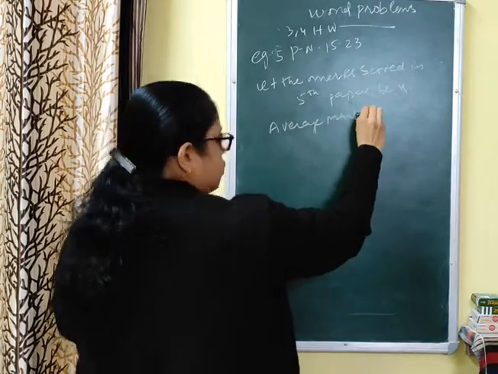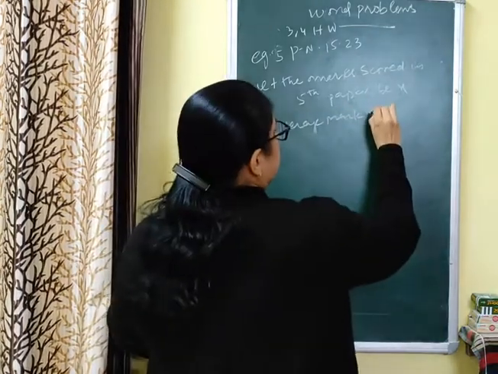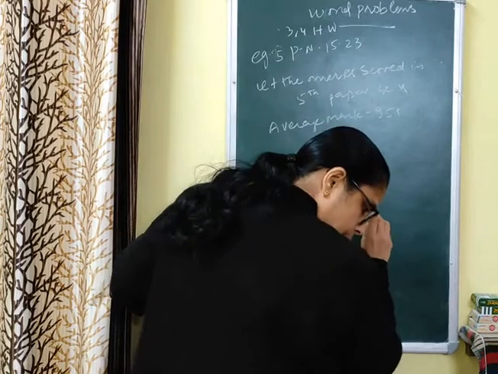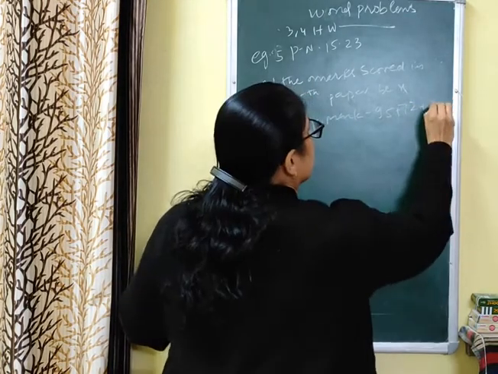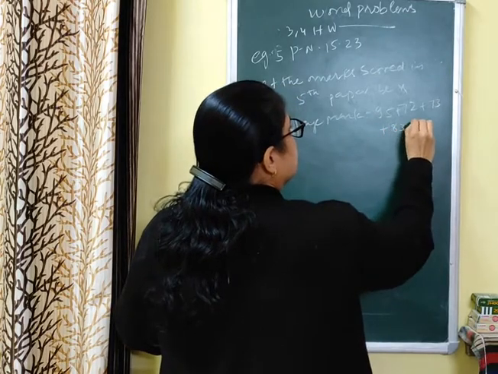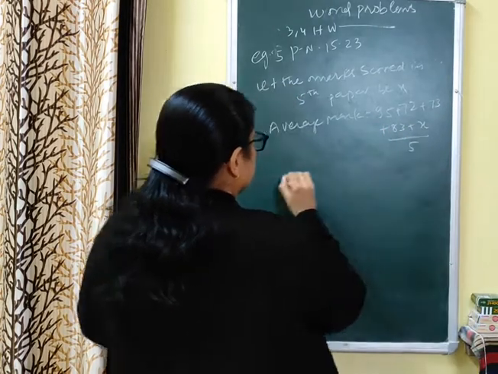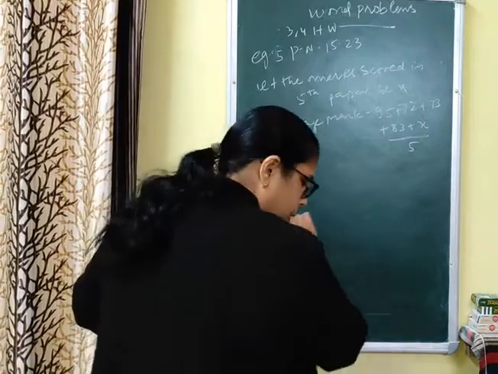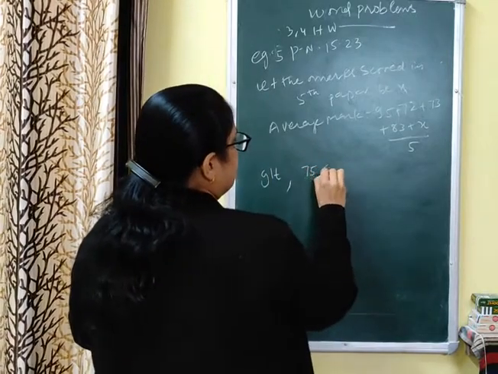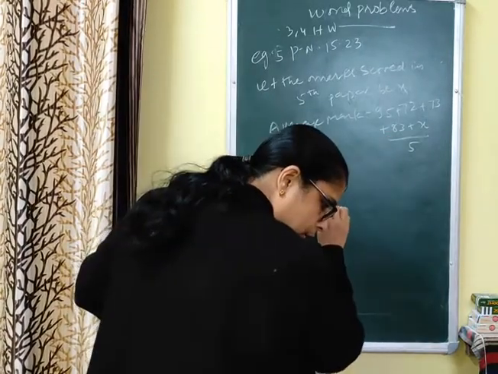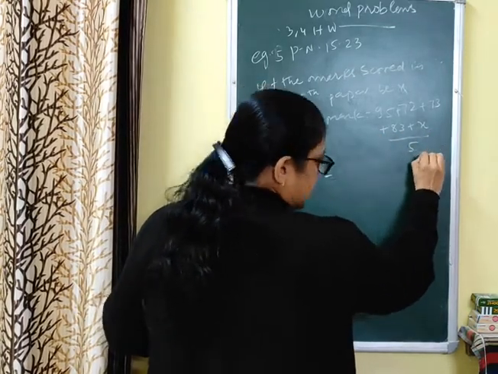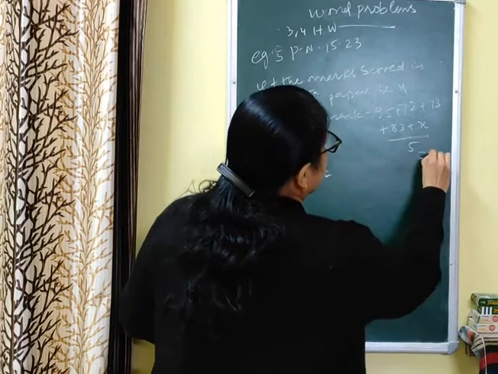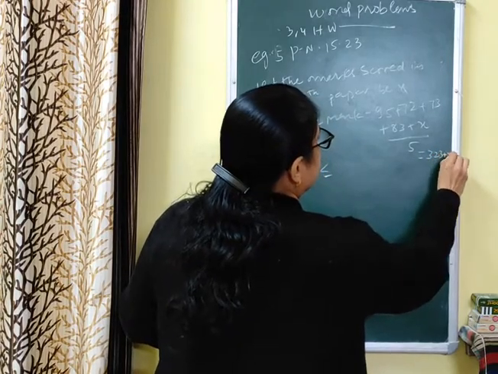Average mark is equal to 95, the first paper mark, second is 72, third is 73, fourth is 83, plus x by 5. Now you are given that it will be less than, greater than or equal to 75. That means this one. If you add this, you will get 323 plus x by 5.